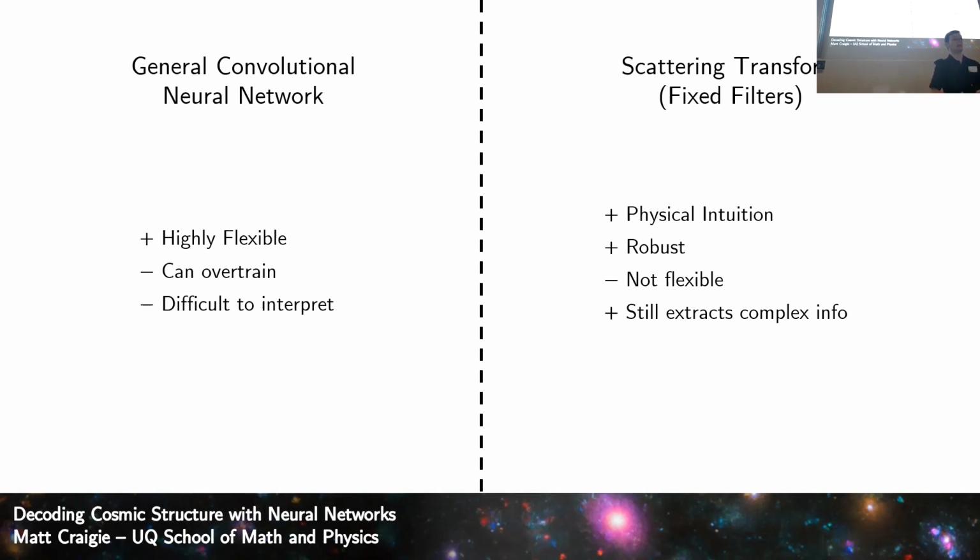N-body simulations are currently limited because they are incredibly expensive to run. They take up to months and months, especially if you want to do a whole suite of them with different models of the universe. It takes a very long time. Having that little extra robustness means that we're not going to overtrain, and just because the filters are fixed means that we're not going to overtrain on that data. They're not as flexible when we fix the filters, but it still manages to extract complex information.